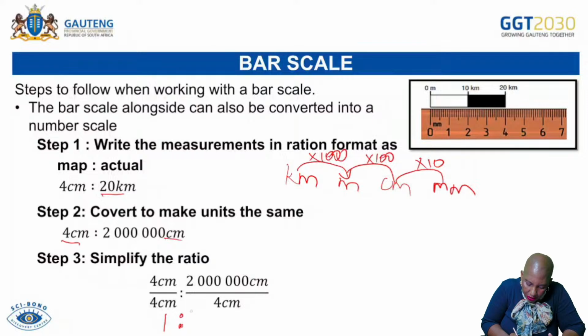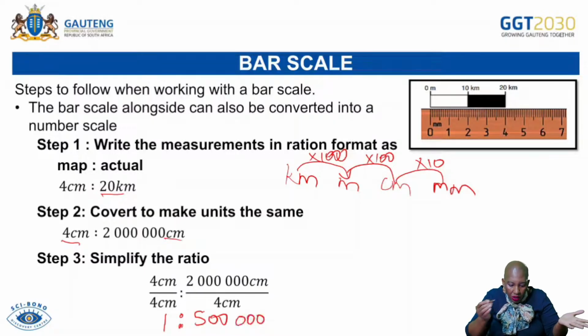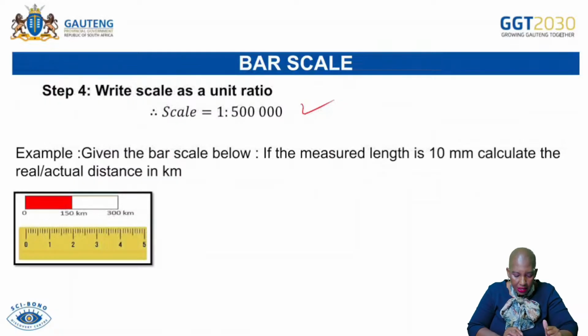It will give us 500,000. So we know that 1 unit on the map will represent 500,000 in reality. But on a bar, we say 4 centimeters will represent 20 kilometers in reality. So there's the unit. I have already done that on the previous slide because I wanted to show you how to write it. Now let's have a look at this one.